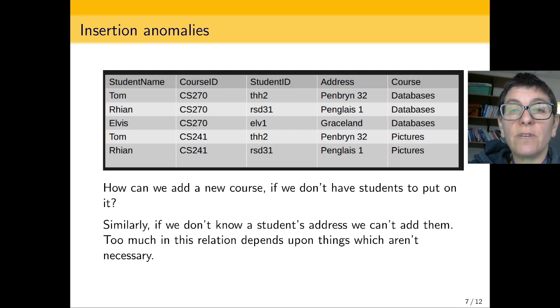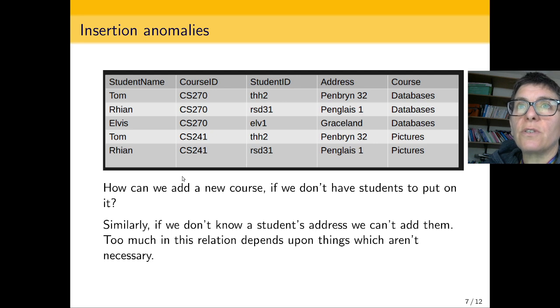Another problem we have is insertion. So if all of our data is kept in a big relation like this, we can't insert a new course if we don't have any students to put on it. So if we added a new course, let's say CS 312, we could put CS 312 in the course ID, and we could give it the name, Modelling, Managing, Securing Data. But we wouldn't have any entries in the student tables. What happens if we've got a student, but we don't know their address? We can't have empty things in the table, so we can't add them. And this is what we call an insertion anomaly.